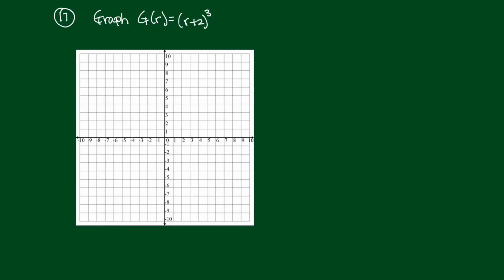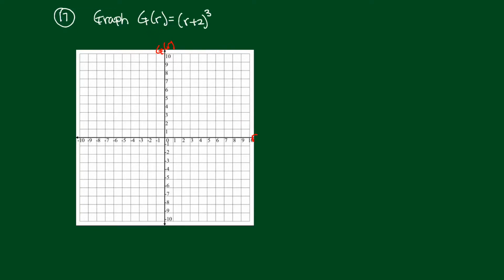Let's graph this function, g of r. One thing I might do here is label my axes. So this is r, and this is g of r. Normally we're used to writing x and y, but now we've got r's and g's.